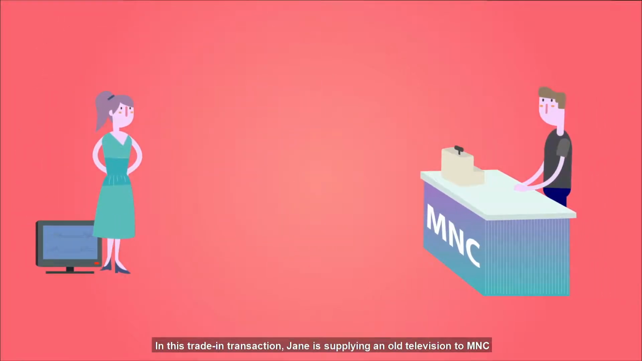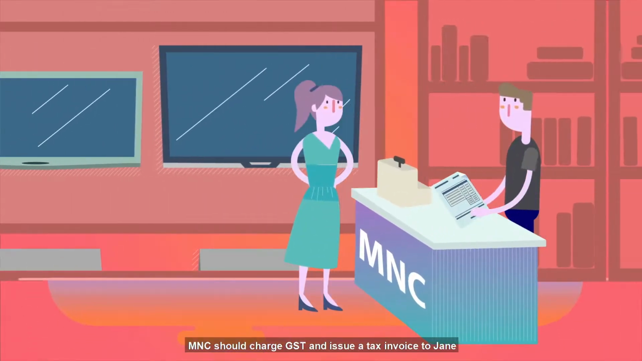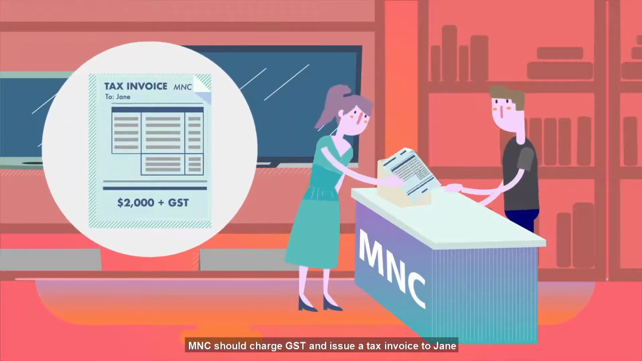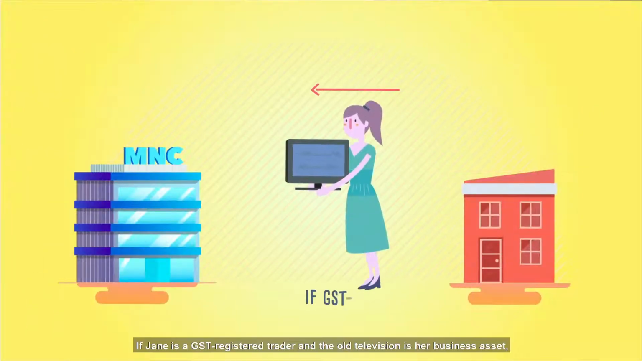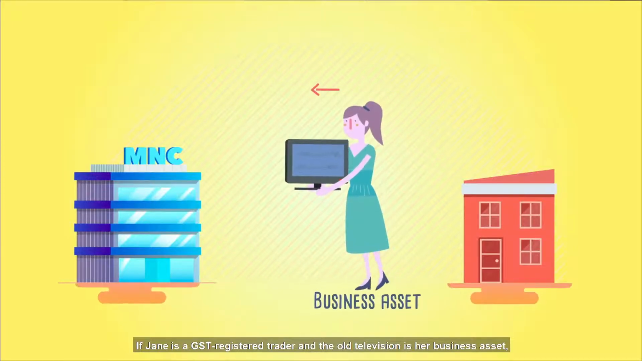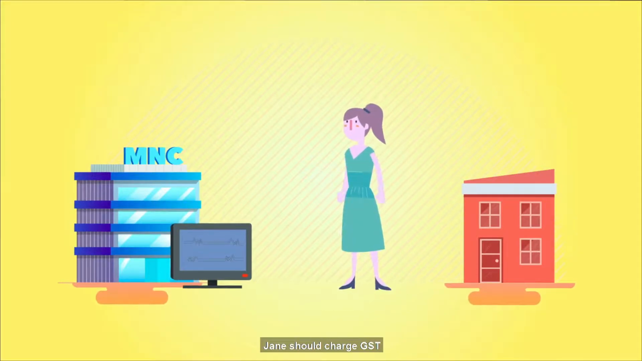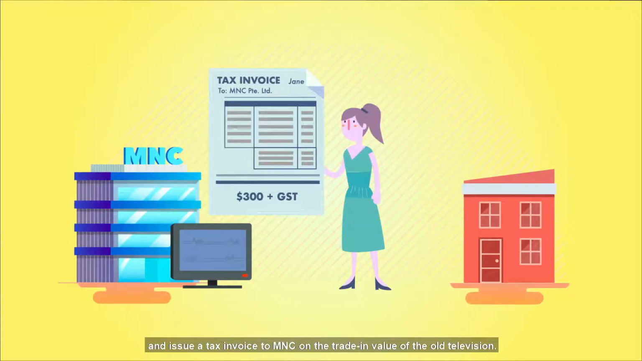In this trade-in transaction, Jane is supplying an old television to MNC, and MNC is supplying a new television to Jane. MNC should charge GST and issue a tax invoice to Jane on the full selling price of the new television. If Jane is a GST-registered trader and the old television is her business asset, Jane should charge GST and issue a tax invoice to MNC on the trade-in value of the old television.